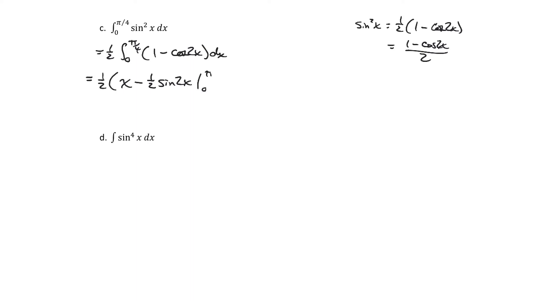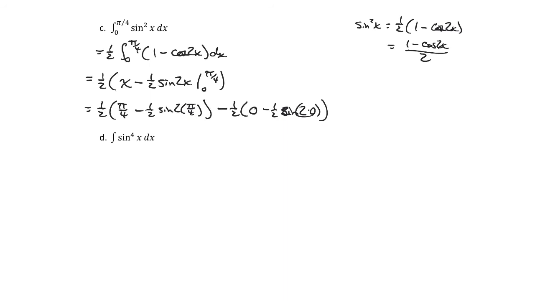We want to evaluate this from 0 to pi over 4, and let's see what we get. We get 1/2, x is going to be pi over 4, minus 1/2 of the sine of 2 times pi over 4. And then we'll take minus 1/2 and evaluate it at 0. Well, 0, and then minus 1/2 of the sine of 2 times 0.